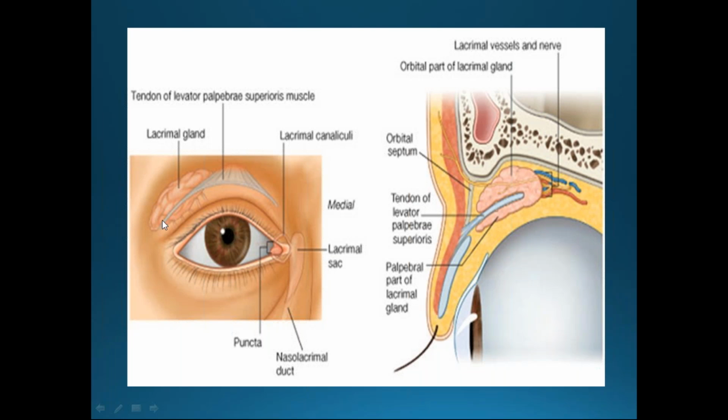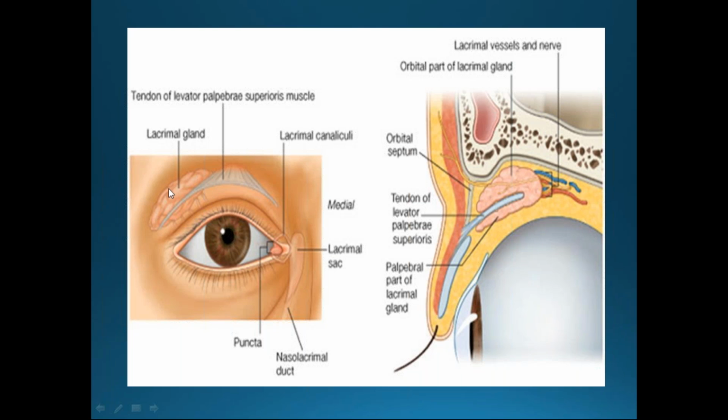This is the LPS muscle, which is separating the orbital part from the palpebral part. These are the ducts of the main orbital gland, which travel through the palpebral part and open into the superior fornix. Superiorly, it is related to the LPS muscle. Inferiorly, it is related to the superior fornix.